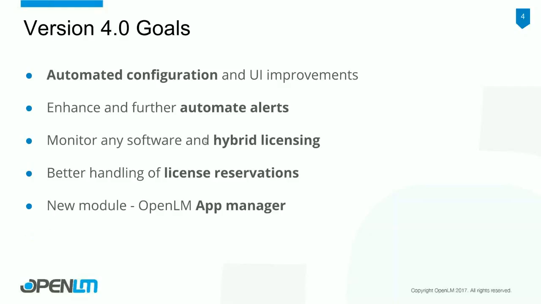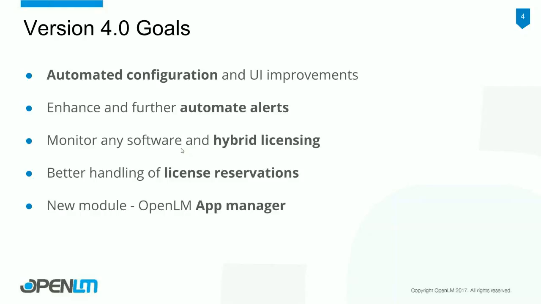So the goals of version 4 are, first of all, to get everything more automated. We want to have the configuration automated. We want to have automated alerts. We strive to improve the UI so you have to do less. So you don't have to do so much to configure new servers, to get new alerts. But in time, I will go over all of it.